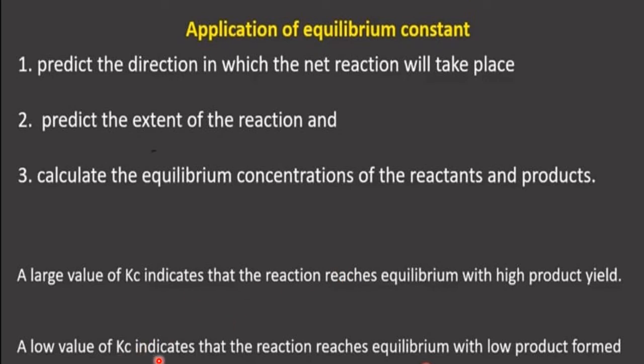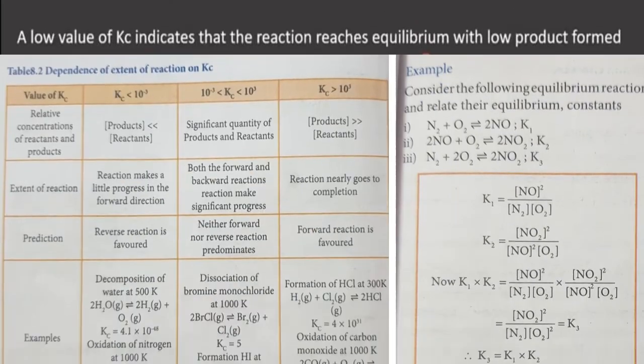Then a lower Kc value indicates that the reaction reaches equilibrium with low product. It is the reverse: a lower Kc value means the product is also low. So these are the applications. Let us see one by one how to predict the direction of the reaction with the help of the equilibrium constant.